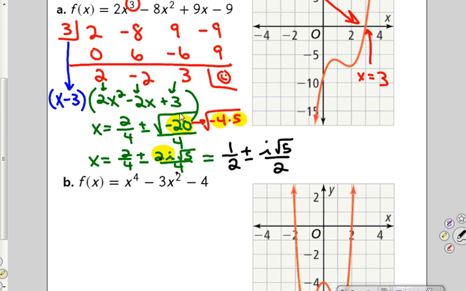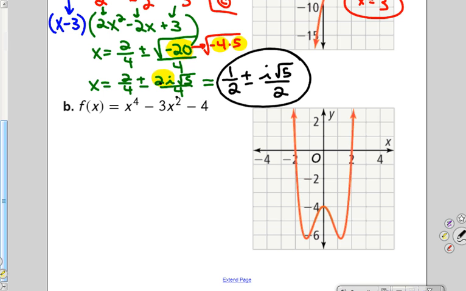The 2 solutions that are imaginary or complex are in black, and the real x-intercept, the real solution, is there in red. 3 total solutions for an x cubed function. Let's roll right into B.